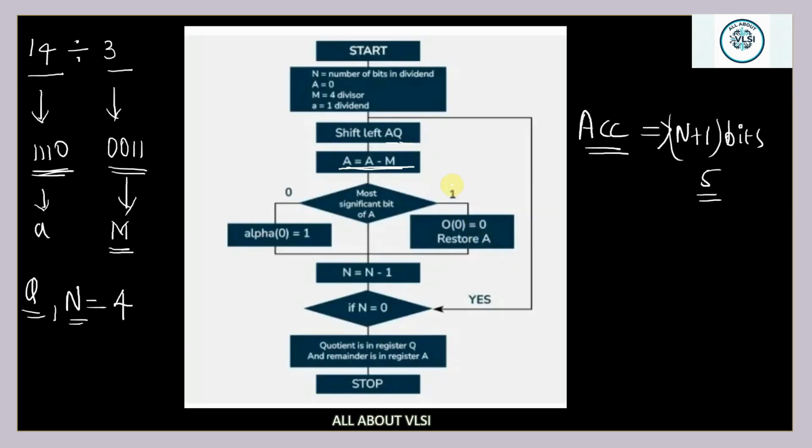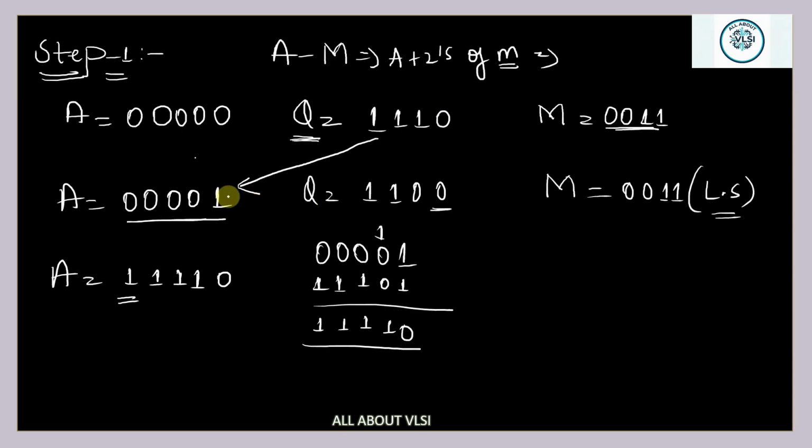Okay, so if the MSB of your accumulator is equal to 1, Q0 should be equal to 0, and we should basically restore our A. So what do I mean by this? The quotient is basically 110, and the LSB is filled with 0. Okay, and the accumulator should be restored. Now what do I mean by accumulator restoring?